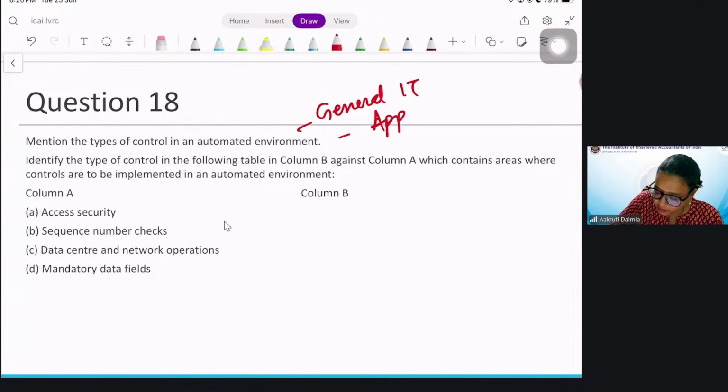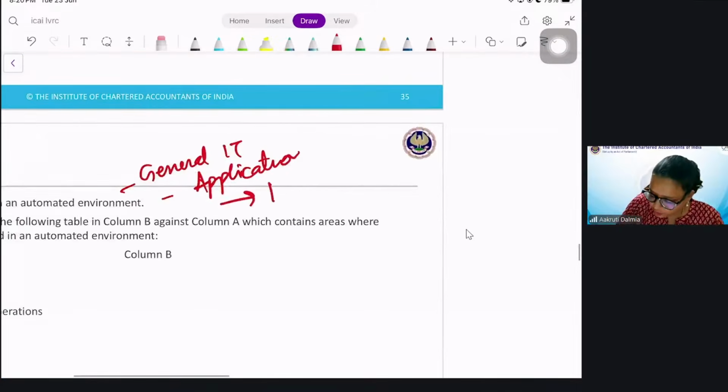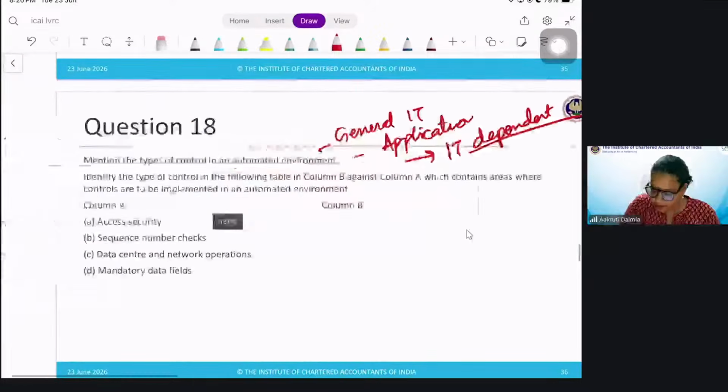Another is application. What is the third? Can anyone tell the third control? Not access control. Access control is inside general control. Yes, correct. Krish, IT dependent controls. So you just have to write these three types.